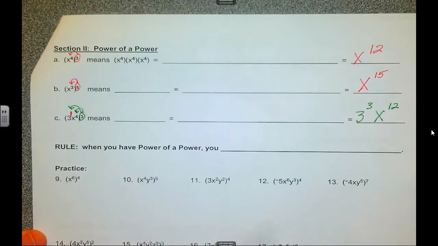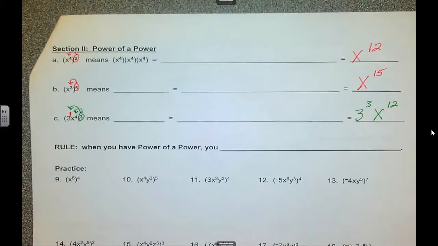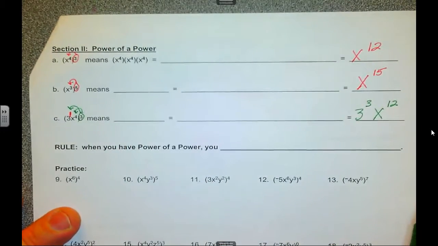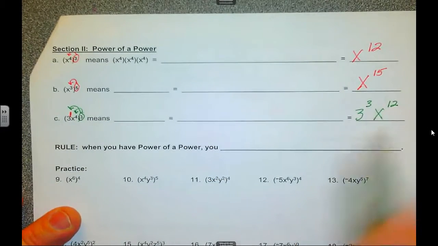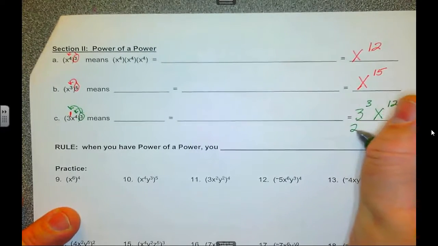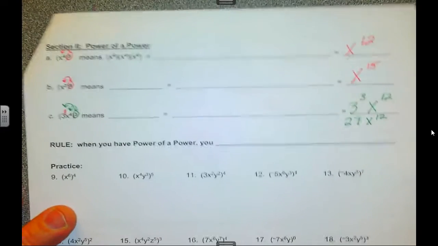Now, you could multiply that 3 out, but at this point, that's not really what I'm testing you on. The concept is, do you know how to use the power of a power rule? And that means to multiply the exponents. So if you want to leave it at that 3, that's fine. If you want to expand it out, that's also fine. 27x to the 12. Either one of those.